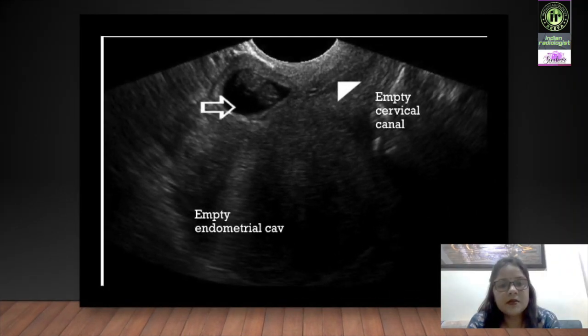5 mm. So here we can see the sac in the scar, previous scar region. Empty uterine cavity or endometrial cavity and empty cervical canal, and there is thinning of the anterior myometrium.